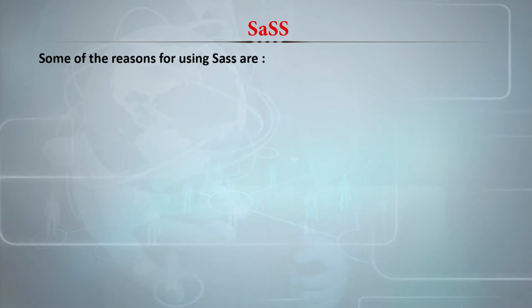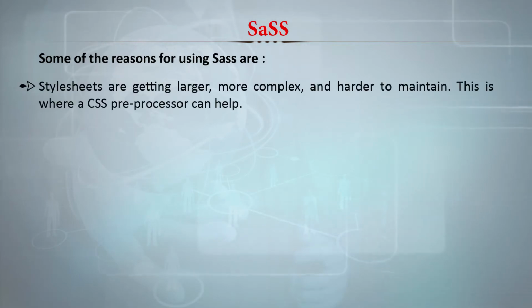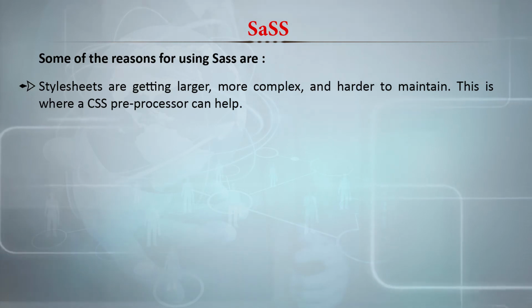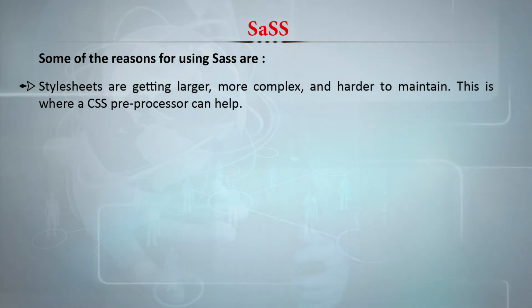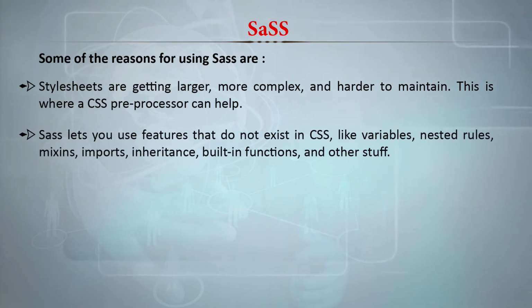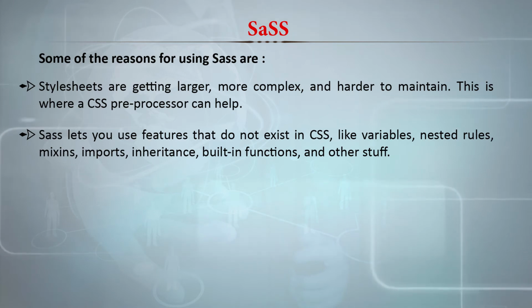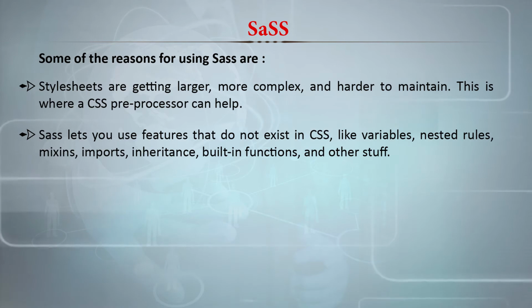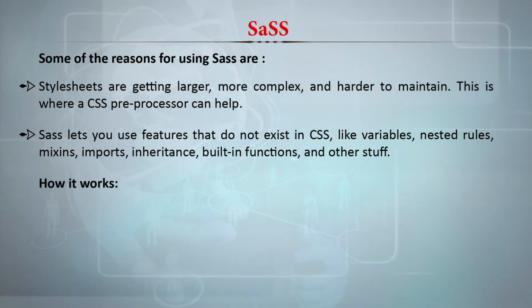Some of the reasons for using Sass are that style sheets are getting larger, more complex and harder to maintain. This is where a CSS preprocessor can help. Sass lets you use features that do not exist in CSS like variables, nested rules, mix-ins, imports, inheritance, built-in functions and other stuff. And let us see how Sass works.